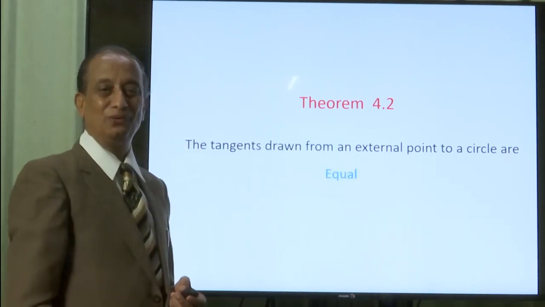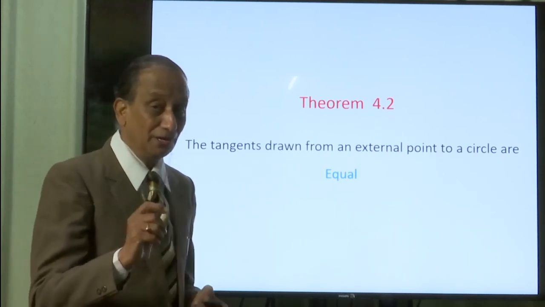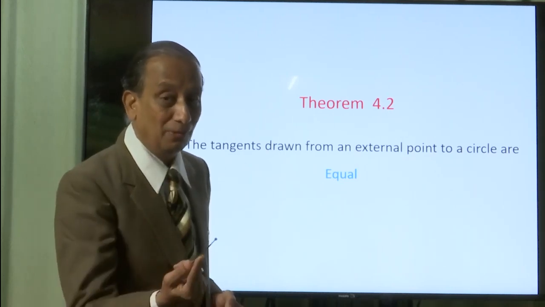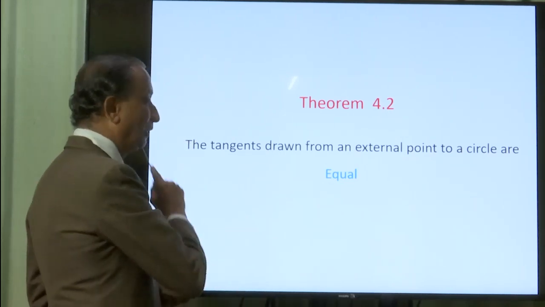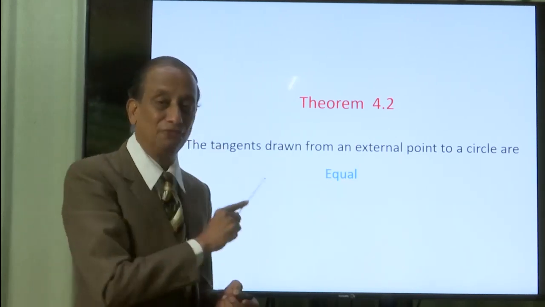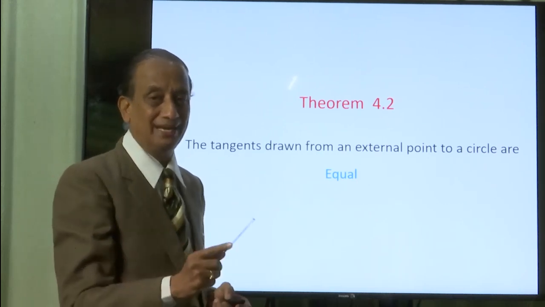are equal. See, from an external point, we are not considering a point on the circumference. We take some external point, and you know that through that point we can draw only two tangents, and in this theorem we have to understand that the lengths of those two tangents are always equal.